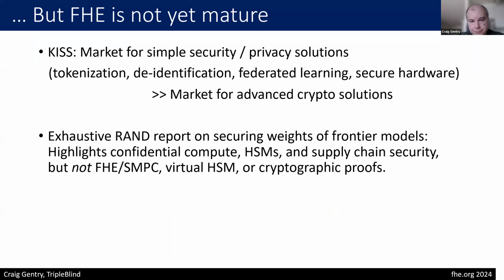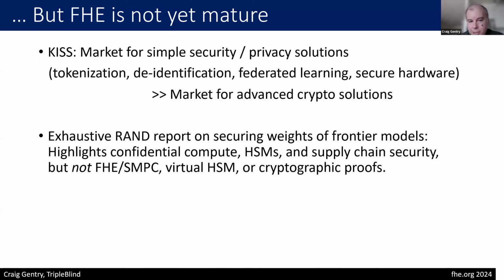So if you look at just the market cap of very simple, I say simple solutions, I don't mean to be insulting, but I'm used to, I'm an advanced crypto sort of guy. But things like tokenization, de-identification, federated learning, secure hardware, all to me seem kind of like simple solutions. But the market for those solutions is just much, much bigger than advanced crypto solutions.